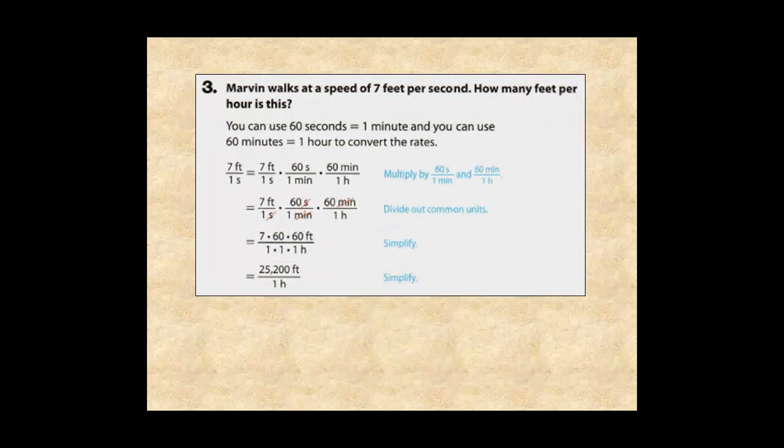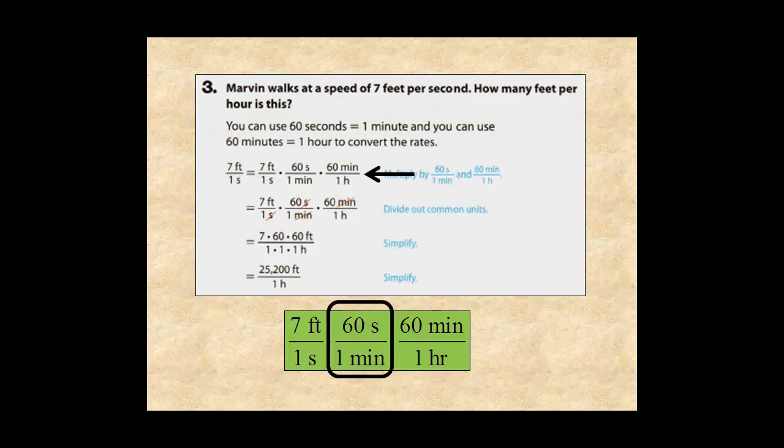In example 3, to convert from seconds to hours, multiply by two ratios, 60 seconds over 1 minute and 60 minutes over 1 hour. Cross-cancel seconds, cross-cancel minutes, multiply, and you have an equivalent rate in feet per hour instead of feet per second.